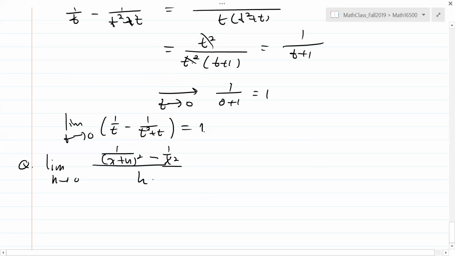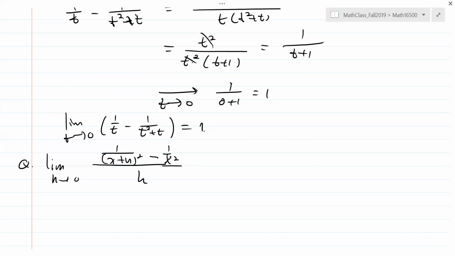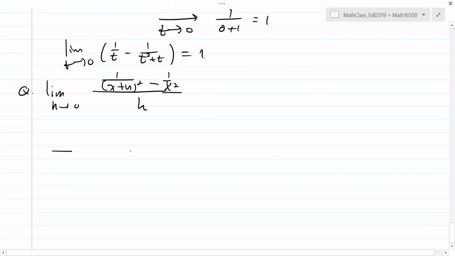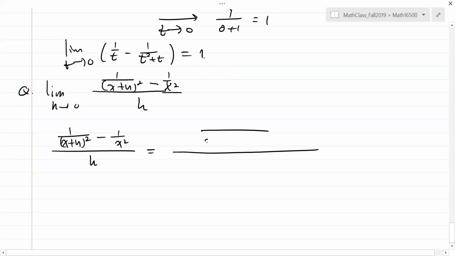All right, so let's look at this. Again, very similar to the previous problem. When you plug 0 for h, you get 0 in the denominator. So you have to simplify the function as much as possible. Okay. So let's work on the numerator. So we combine them. Here's x squared plus h squared, and here's h.